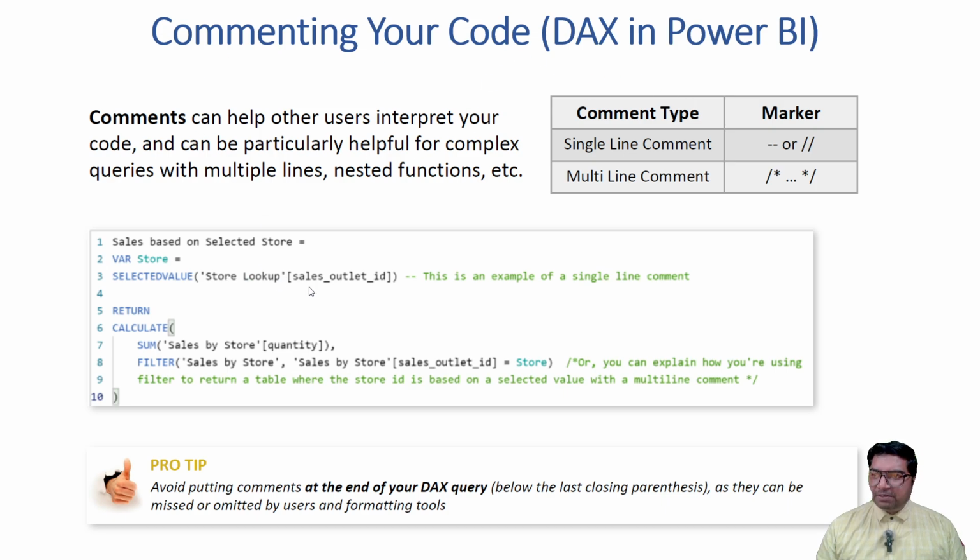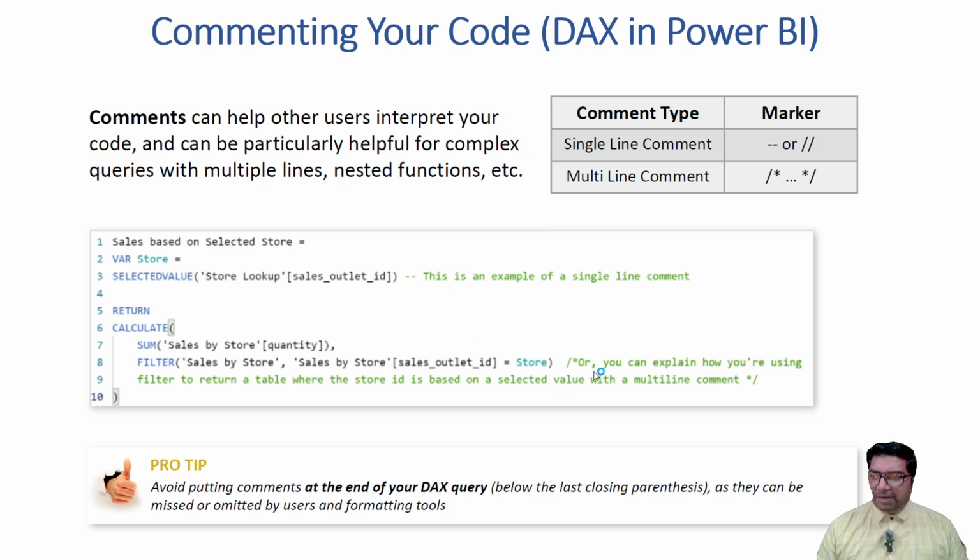So this is the example. In this example, I'm using single-line comments. I'm simply using a hyphen and giving our comments, so anyone can understand what I'm doing here. Basically, this is a simple single-line comment. So SELECTEDVALUE, basically I'm taking this one value from this matrix, from this line, right?